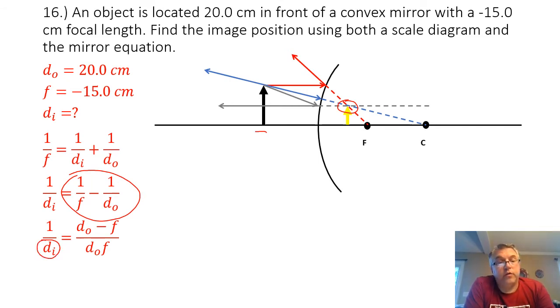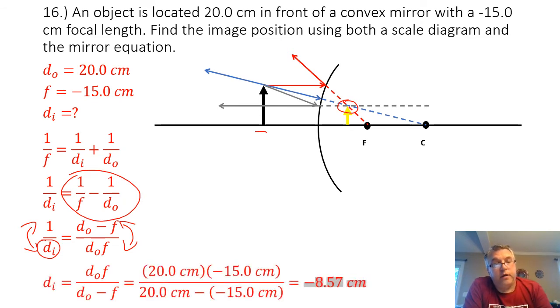So I am going to rearrange this formula to move that up into the numerator. And essentially all I have to do is flip the fractions on both sides of my equal sign. And when I do that, I will end up with my final equation. And I can plug my known values into that equation, and when I do, I am going to have an image distance of negative 8.57 centimeters.